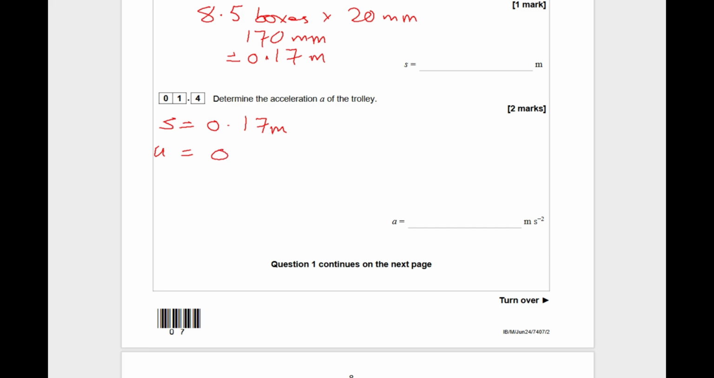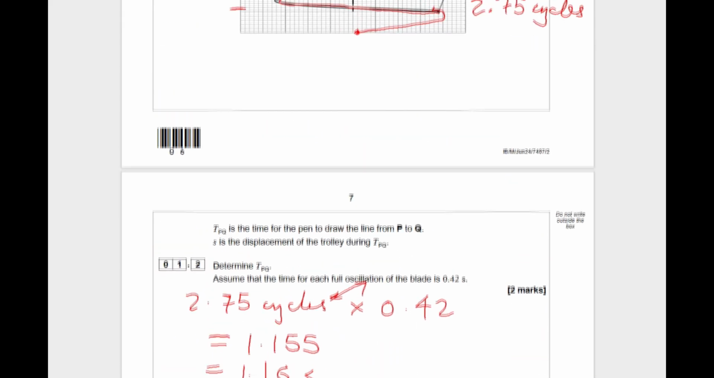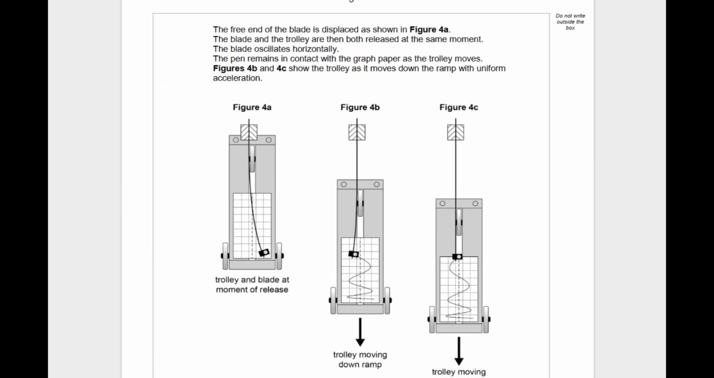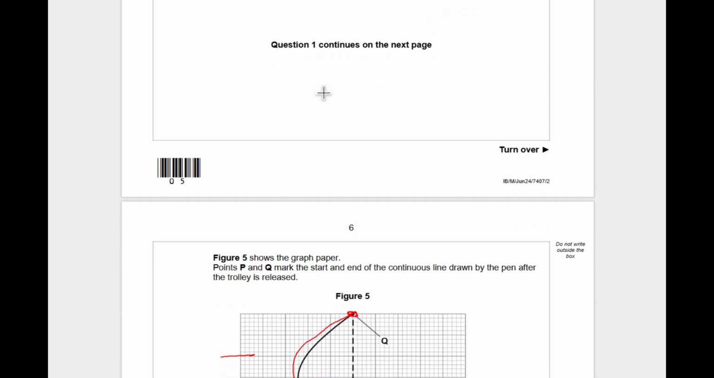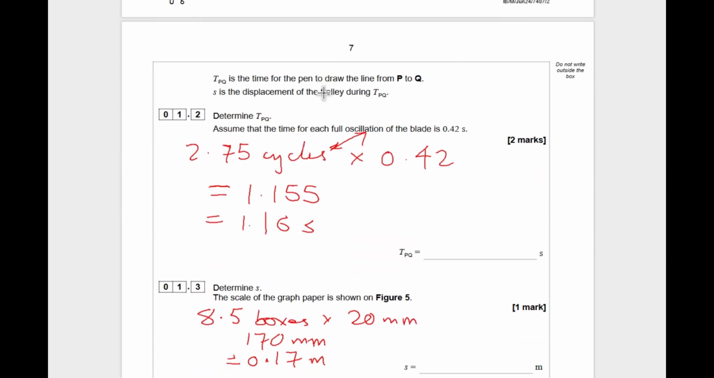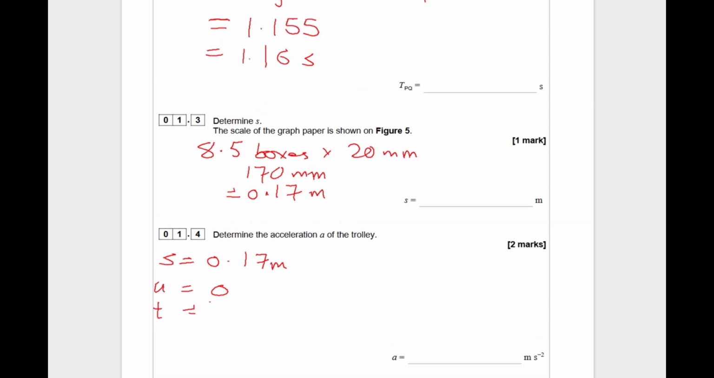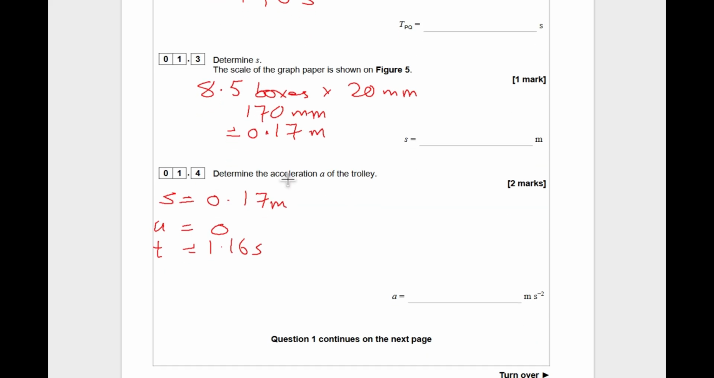Did they say we can ignore air resistance and friction? I think we can. Oscillate with uniform. There you go. With uniform acceleration, that means we can use SUVATs. Okay, so what do we know? Okay, so we've got the time taken. So T is, I just scrolled up, 1.16 seconds. And so we've got to work out A.